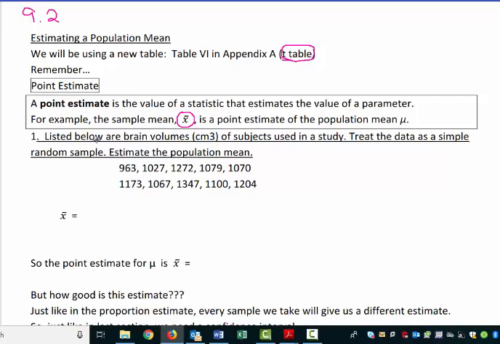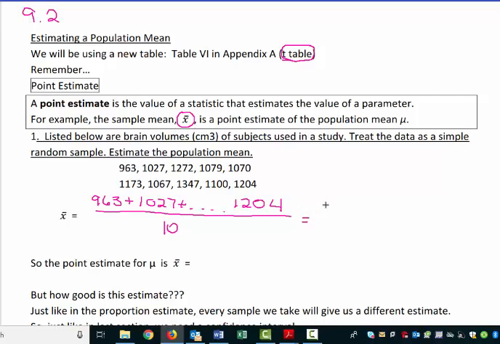It says listed below are the brain volumes of all these people and how big their brains are. So estimate the population mean. Well, we're going to estimate it because we don't have the whole population. We just have this sample. So you can put this in your calculator and find the mean, or you can do it the old-fashioned way. Just add all the numbers up. I'm not going to write them all, but add all those numbers up and divide by, I think there's 10 of them, so 10.